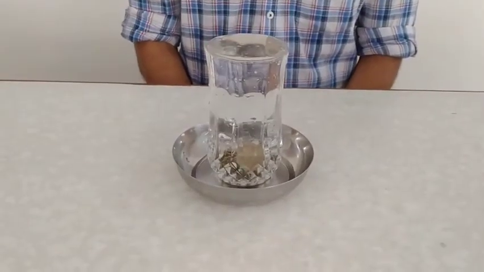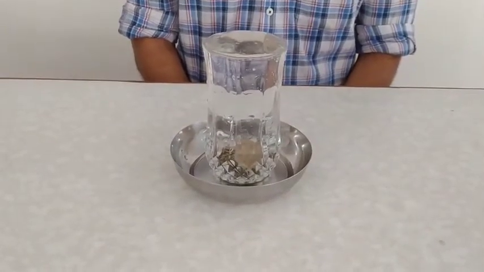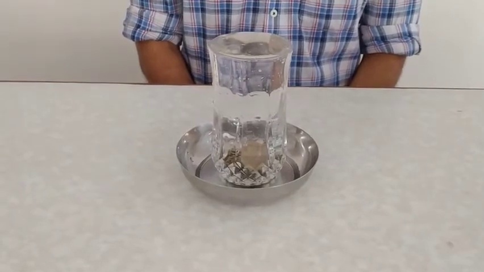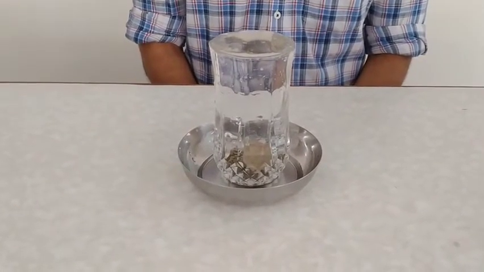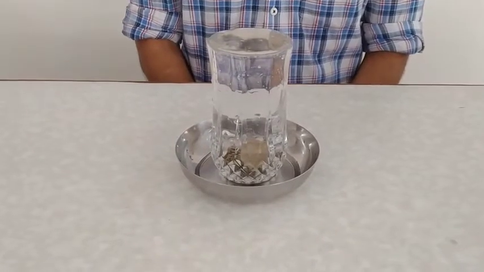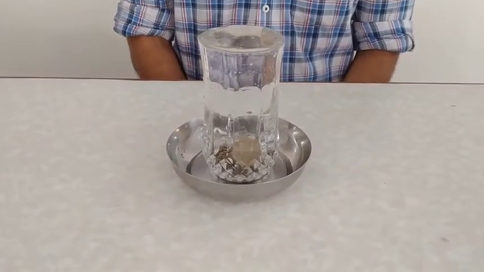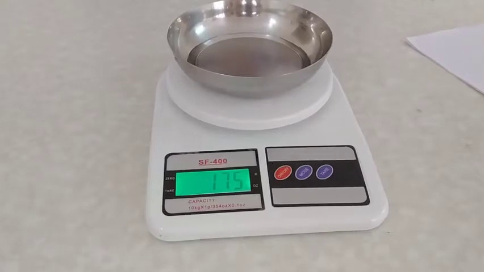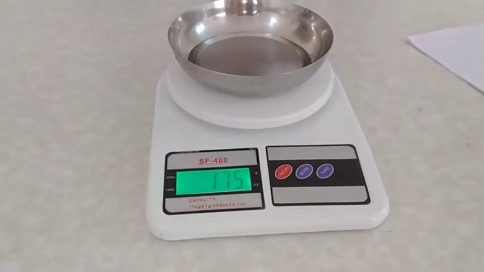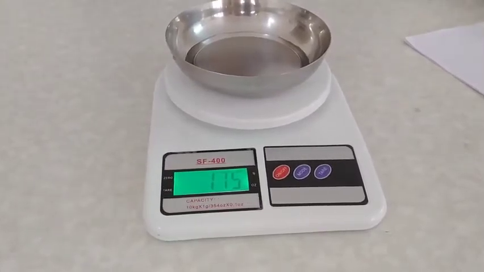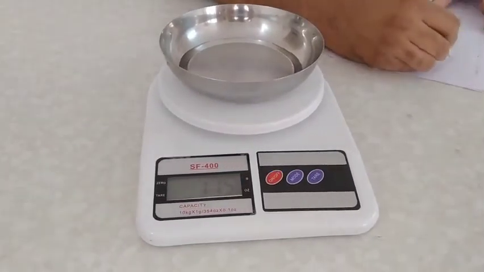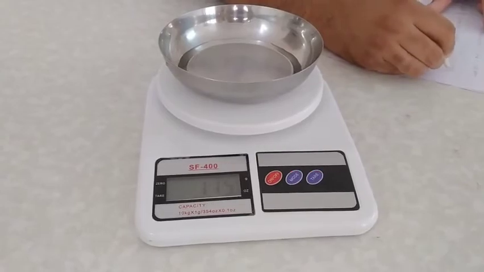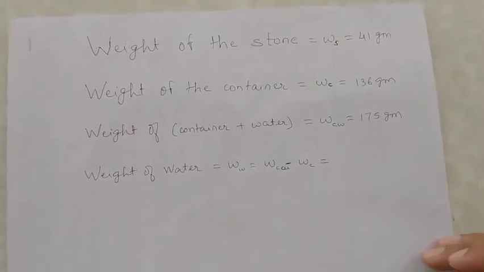So what happened? The stone sank in the water and some of the water got displaced and it fell in the metallic container. Now we are going to measure the weight of that water, container and water, and it is 175 grams. We will note it down. Now we have noted all the weights.